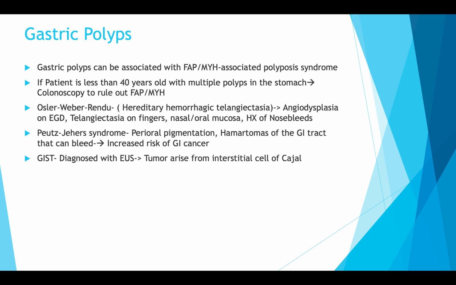Now, Osler-Weber-Rendu disease, or hereditary hemorrhagic telangiectasia, presents with angiodysplasias on the EGD and telangiectasias on the fingers and nasal and oral mucosa. They usually present with multiple nosebleeds. Peutz-Jeghers syndrome is basically patients who present with perioral pigmentation and hamartomas in the GI tract that can bleed. They have an increased risk of GI cancer. A GIST, or gastrointestinal stromal tumor, arises from the interstitial cells of Cajal. That is an important point to remember for the board exam purposes. They like to test this histology trivia.